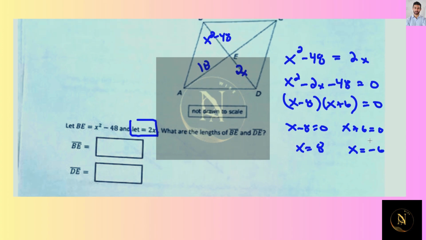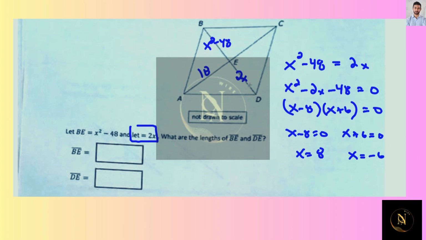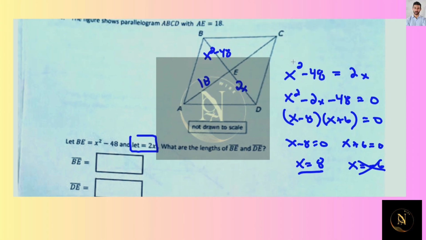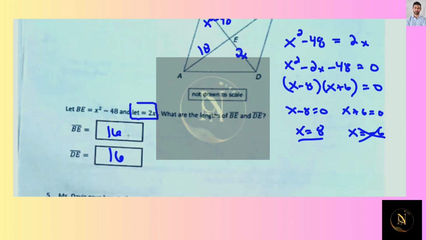But if x is negative 6, we would get negative answers, and we can't have negative length, so that's extraneous. And so x is 8. So the length of BE, when you plug 8 in, you get 64 minus 48. That is 16. And the length of DE would be 2 times 8, which is also 16. I could be wrong on that because I think we're missing something here with a typo.